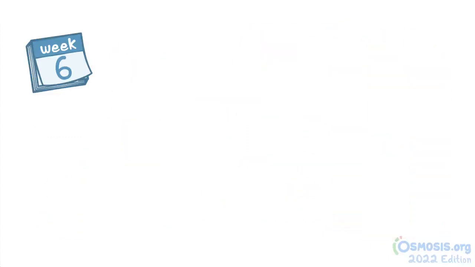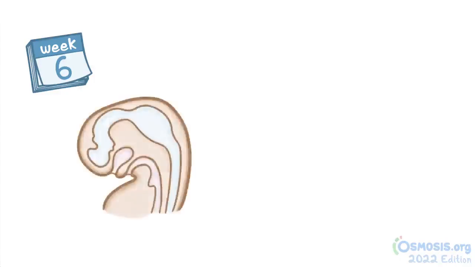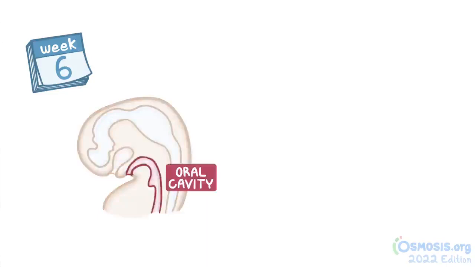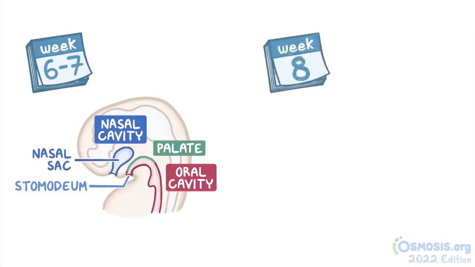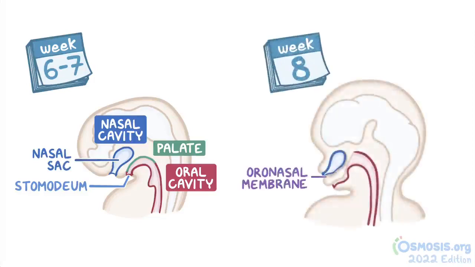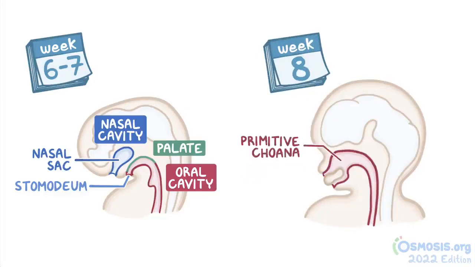Now, as the external face is developing, there are some structures developing on the inside as well. Most importantly, the oral cavity, nasal cavity, and the palate. During weeks 6 and 7, the two nasal pits burrow deeper and backwards just above the stomodeum, forming the nasal sacs behind the intermaxillary segment. By week 8, the oronasal membrane at the base of the nasal sac disintegrates, forming a primitive choana, which connects the nasal and oral cavities.